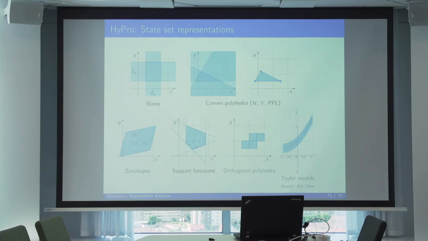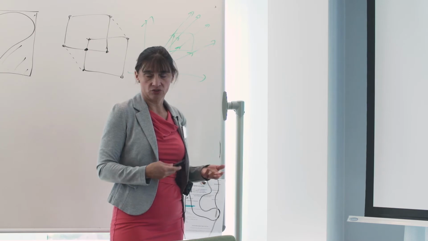Before I come to Hydra, this is the illustration. Boxes we know. These are just, in each dimension, the intersection of intervals. Polyhedra I already mentioned. Zonotopes you already explained with the center and generators. Support functions are a kind of lazy evaluation of operations.